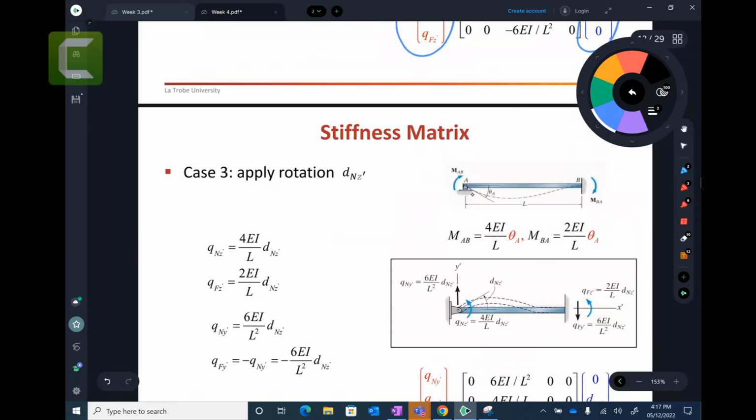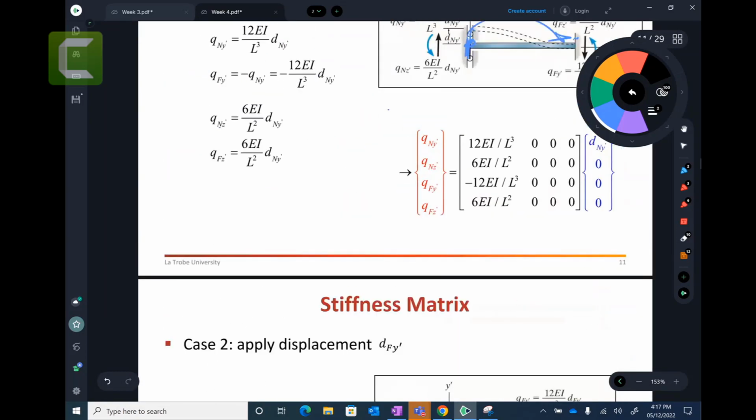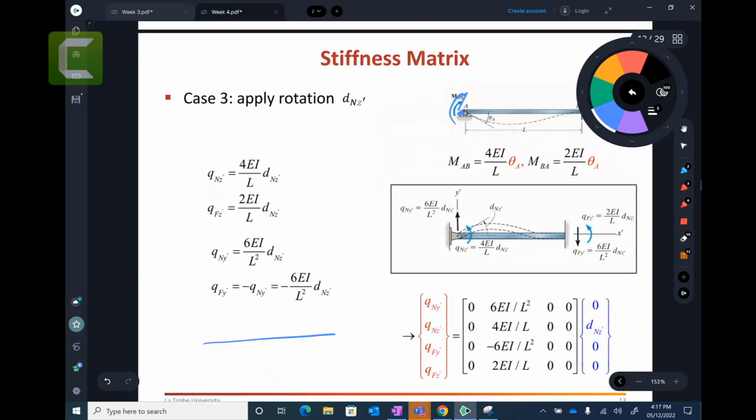Similarly, someone wants to rotate this point, right? Like you remember, we have 4 possibilities. We have one going here, another one here, one going here, another one here. First, we did this, case number 1. Second, we did this one. Now we are making free this one and all others are fixed.